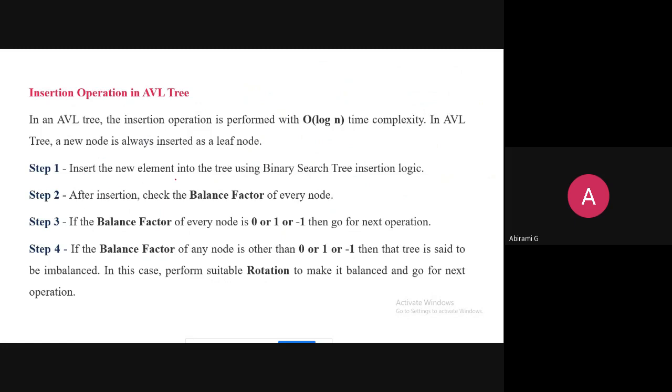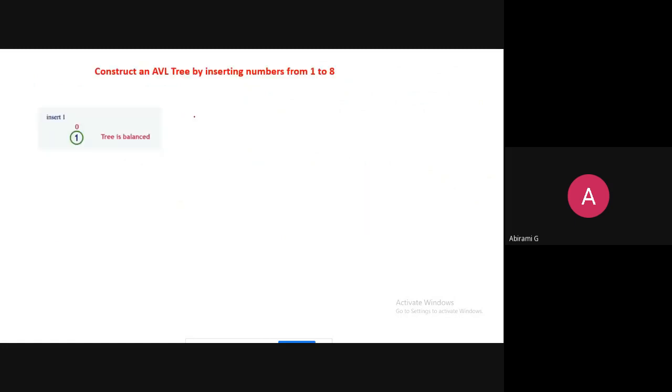So first, for insertion operations, this is the algorithm. After inserting each element, we have to check its balance factor. If the balance factor of every node is 0, 1, or -1, then we go for the next insertion. Otherwise, we have to rotate it and make it balanced. First, construct an AVL tree by inserting the elements 1, 2, 3, 4, 5, 6, 7, 8.